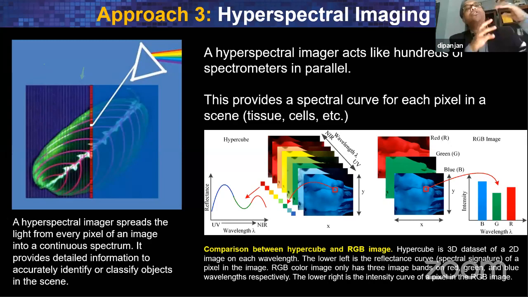How can we generate something like that? It's like sending a white light through a prism. A hyperspectral imager works similarly. It acts like hundreds of spectrophotometers in parallel, and that gives you slices of individual lights. It will generate a different color based on the scattering of the material that we are looking at.